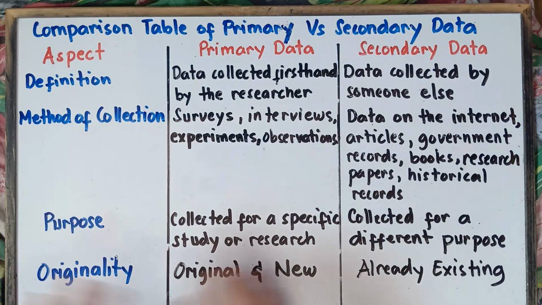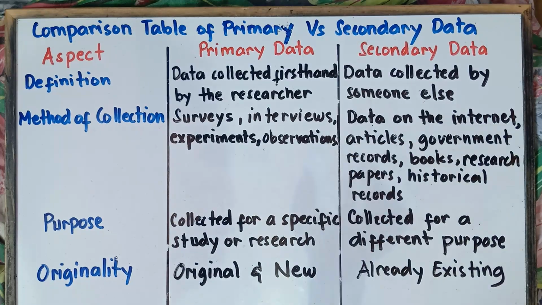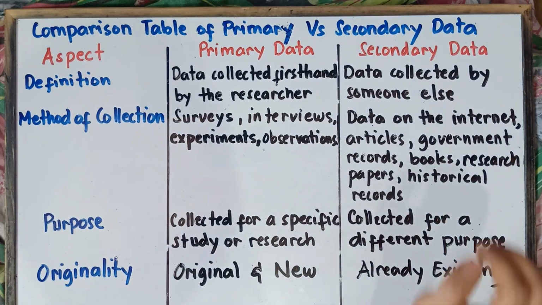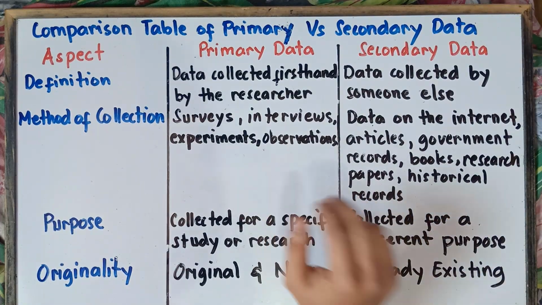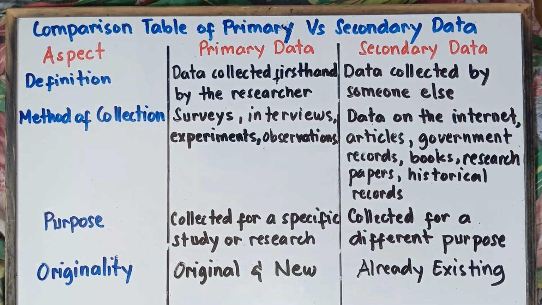Once again, this data on the internet is information coming from the internet. It's already been published, it's already been collected by someone else. That's why the information or data on the internet is considered secondary data. Articles published by someone else, government records, books, research papers, historical records, and many more. We do have many more secondary data.